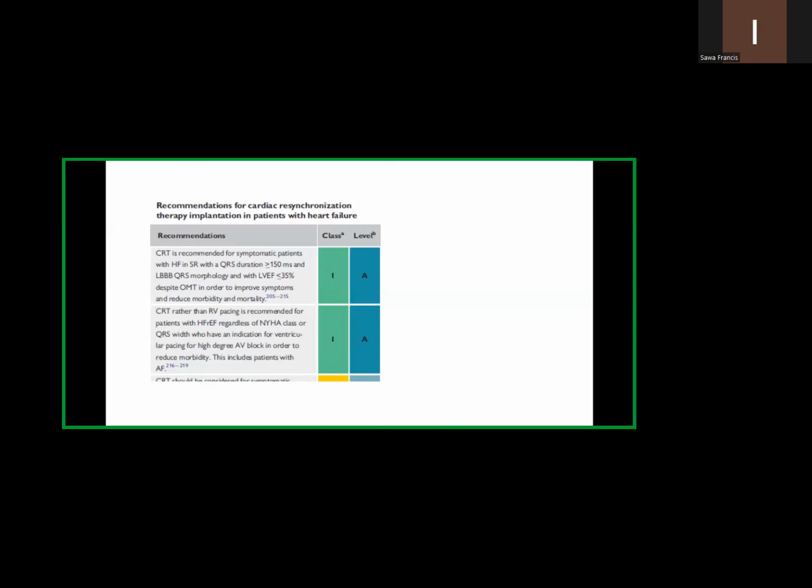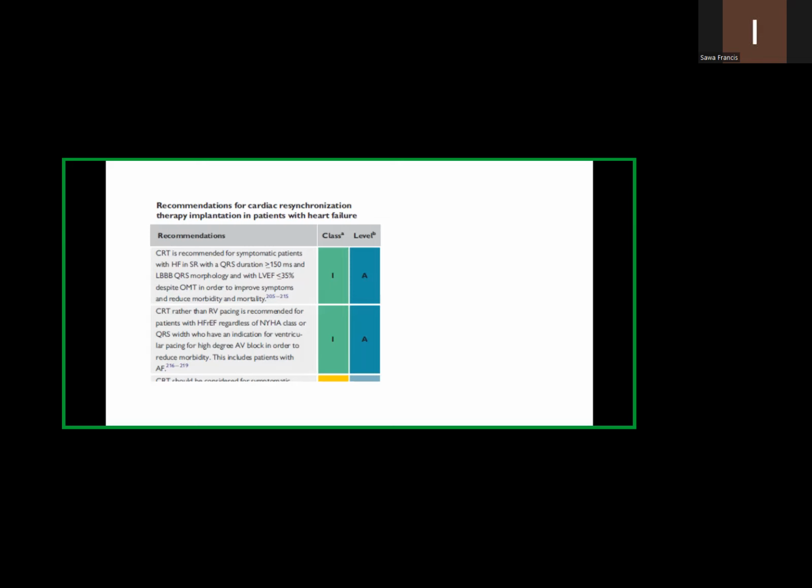Number three, left bundle branch morphology. Apart from QRS more than 150, it has been seen that patients with LBBB morphology benefit most, and patients with RBBB morphology do not really benefit as much, even if the QRS is more than 150. Patients with interventricular conduction block, who have neither LBBB nor RBBB, their benefit is somewhere in the middle, but patients with LBBB benefit maximally.